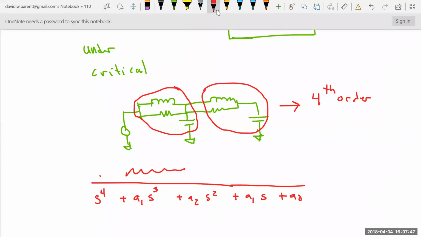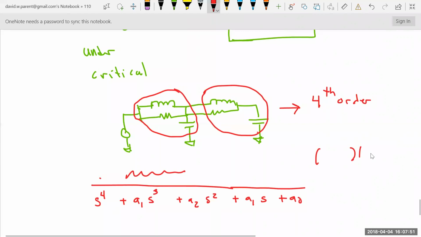What you would have to do is break it up into 2 second order systems. And is this one over, under, critical? And is this one over, under, critical? So we don't really talk about it like that anymore when it's above second order. We kind of say, are there complex roots or not?